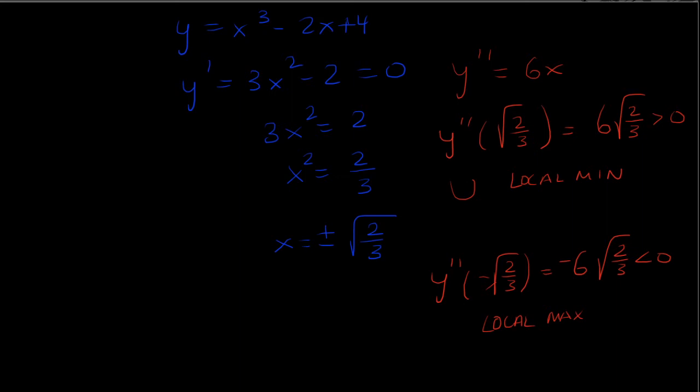And if I plug it back into the equation, the local minimum will be 4 minus 4 root 6 over 9, and the maximum will be 4 plus 4 root 6 over 9. So this is just a matter of plugging root 2 over 3 and negative root 2 over 3 in for x here to get what y is. Okay. So that part I recommend to use a calculator.